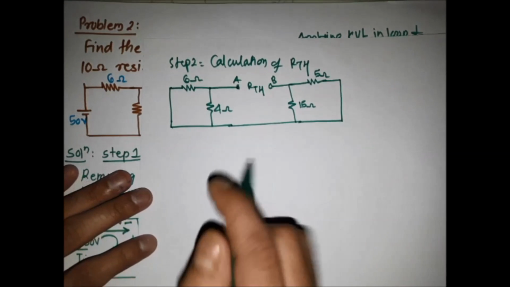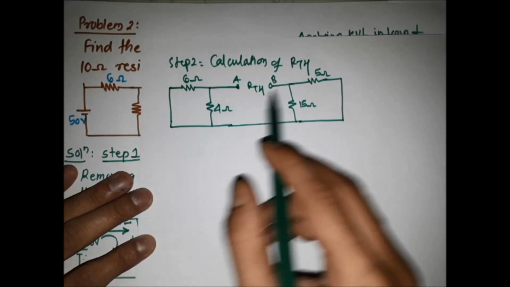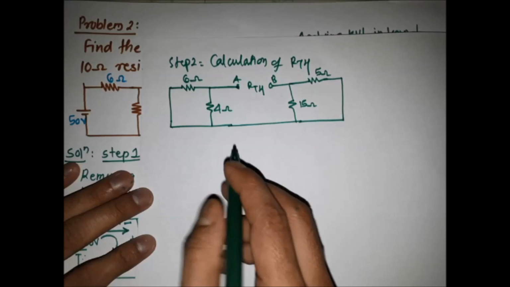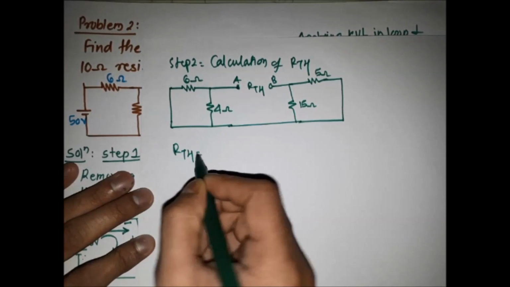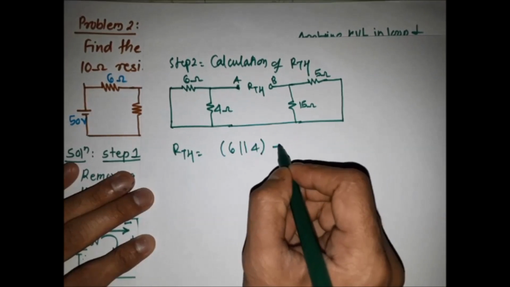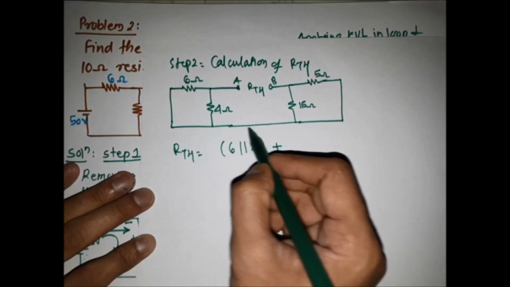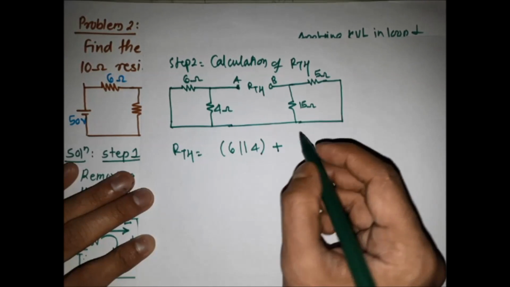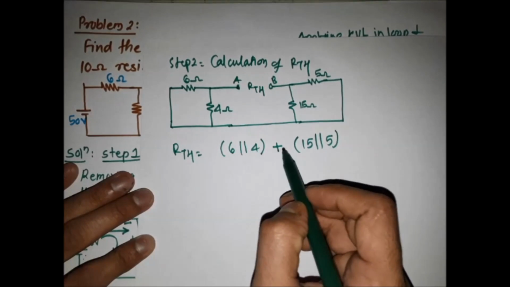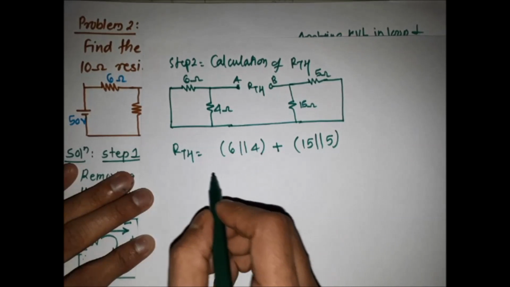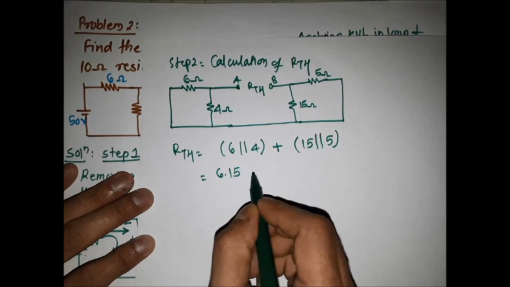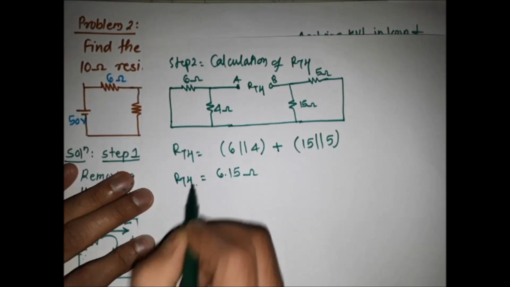Now see here, the 6 and the 4 ohm resistors are in parallel, 15 and 5 are in parallel, and this parallel combination will be in series with the other. So RTH is equal to 6 in parallel with 4, plus 15 parallel with 5. We get 6.15 ohm as the value of RTH.